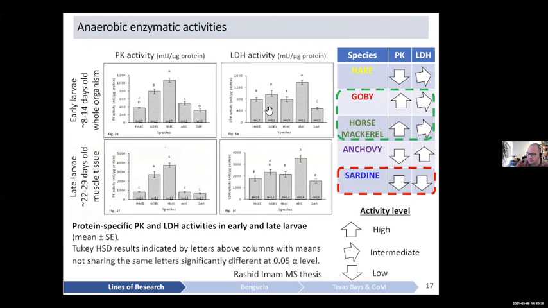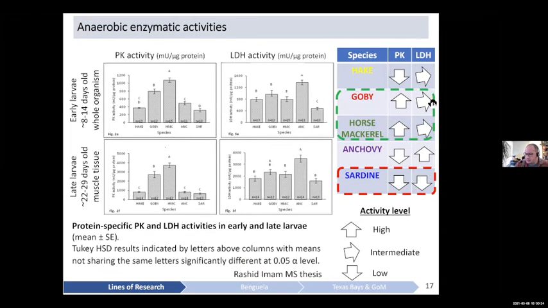For the enzyme activity, just quickly on the right-hand side, pyruvate kinase and lactate dehydrogenase are metabolic enzymes that are related to anaerobic metabolism. Gobies had higher levels of CS compared to the other species investigated, and the sardines had the lowest, both with a low activity level. So we would infer that this is an indicator that gobies and also horse mackerels are better prepared. Of course, you can argue that those enzymes are also used for other activities, like regular swimming activities.